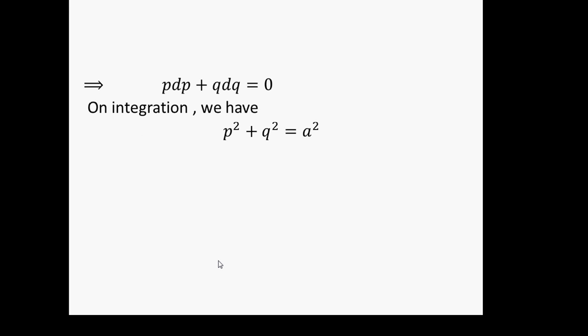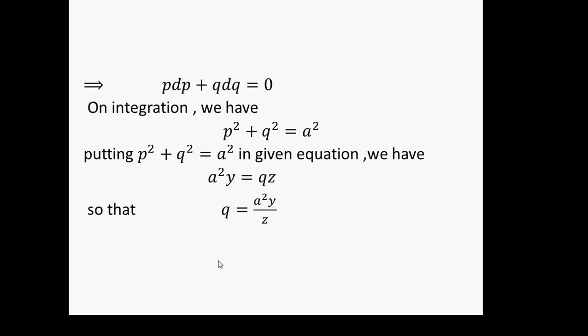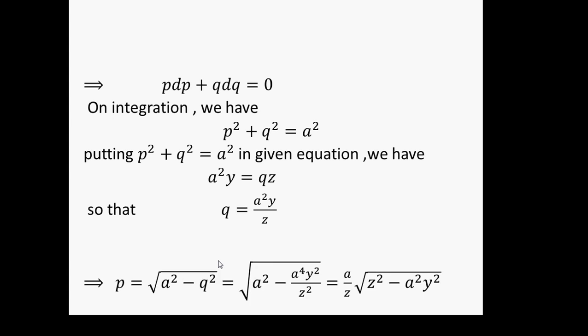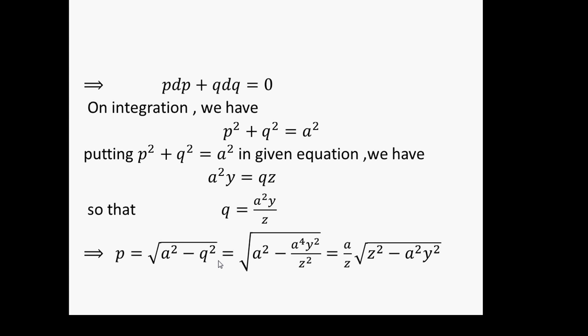Now using the result p² + q² = a² in the given equation, and after simplification, we have q = a²y/z. We have to calculate the values of p and q in terms of the other variables x, y and z. So putting p² + q² = a² in the given equation, we have q = a²y/z, and similarly this implies that p = (a/z)√(z² - a²y²). So we have calculated the values of p and q in terms of x, y and z.